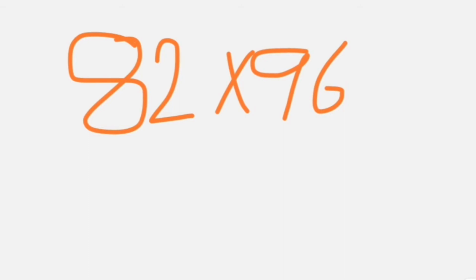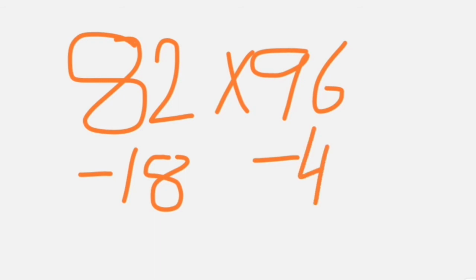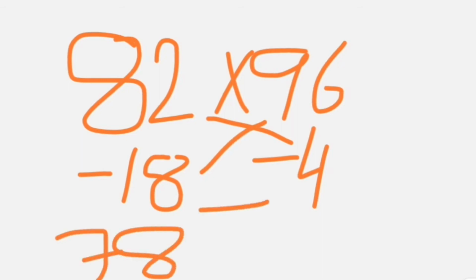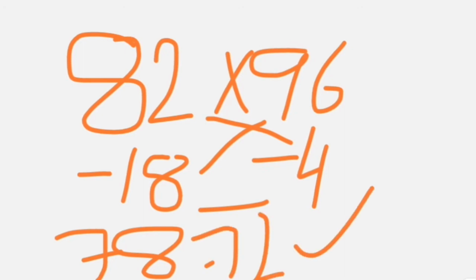Let's take one more example. Now take a big example: 82 into 96. We are calculating with respect to 100. 82 is how much less? 18 less. 96, 4 less. We have to subtract 82 minus 4 or 96 minus 18. 82 minus 4 would be 78. Next, if you want to get another part of our answer, just multiply these two numbers. Minus 18 into minus 4 would be 72. So 82 into 96 would be 7872. This is our answer. We have now seen multiplying numbers that are less than 100 in one step.